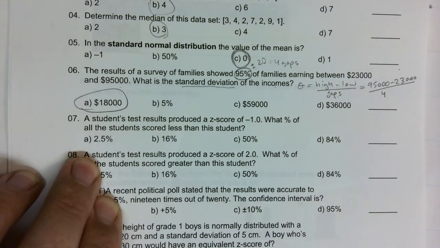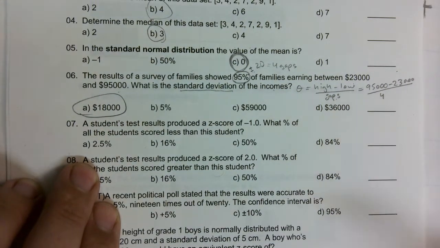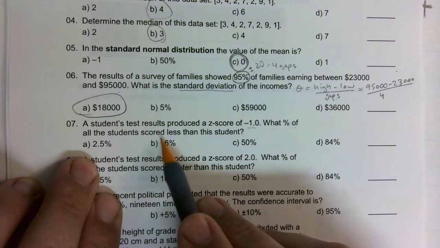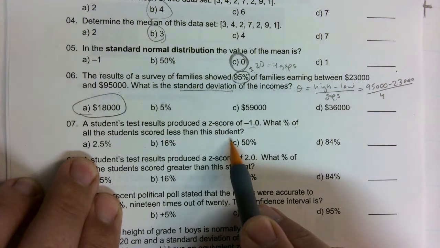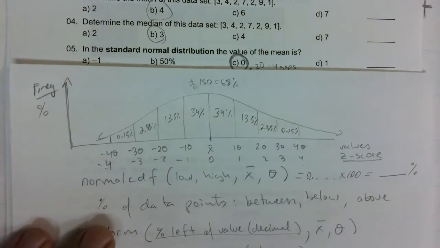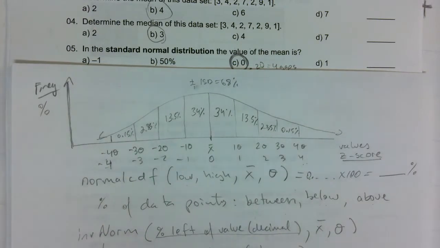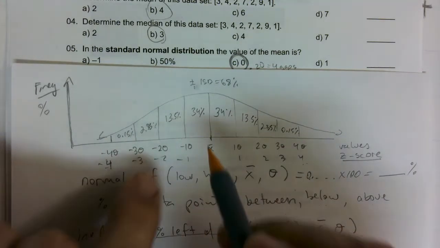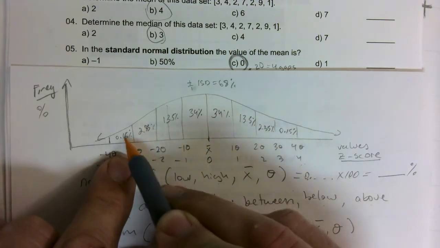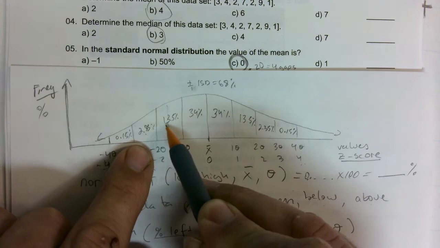7, a student's test results produced a z-score of -1. What percentage of all students scored less than this student? I want to say something here, okay? Some of you on the test, let's say this z-score would have been -1.5. Some of you went here and you're like, oh yeah, I'm just going to add this, and half of 13.5.